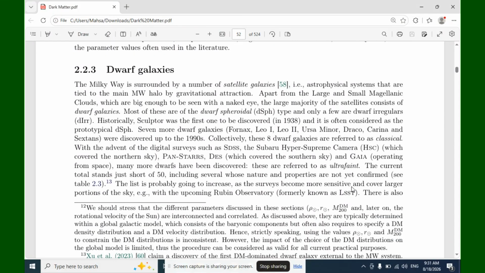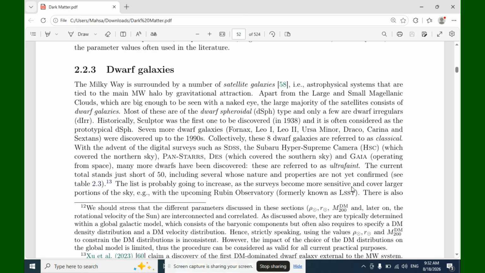The next section is 2.3, dwarf galaxies. The Milky Way is surrounded by a number of satellite galaxies, astrophysical systems that are tied to the main Milky Way halo by gravitational attraction. Apart from the Large and Small Magellanic Clouds, which are big enough to be seen with the naked eye, the large majority of the satellites consist of dwarf galaxies. Most of these are the dwarf spheroidal type, and only a few are dwarf irregulars.